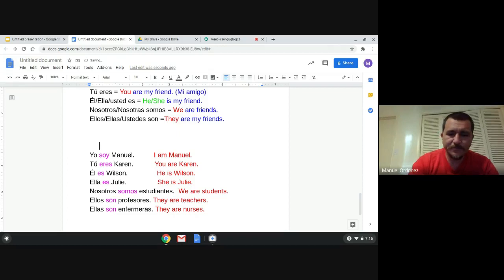To be in Spanish is equal to ser, right? Ser. Oops, sorry. Ser. Okay? So, yo soy, tú eres, él es, ella es, nosotros somos, ellos son, ellas son. So now right here in red, you have the translation of these complete sentences. All right? So I want you to please practice this conjugation.